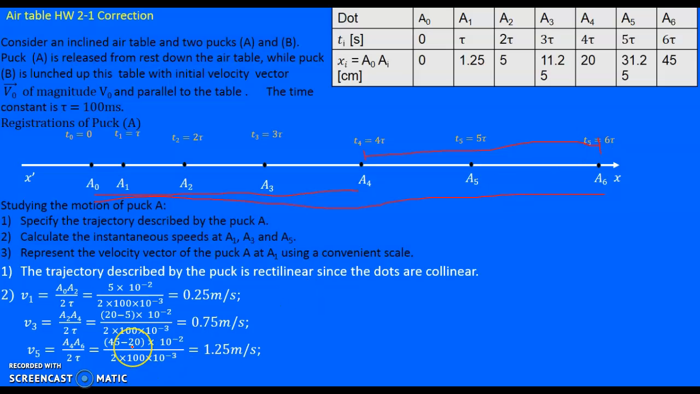So it's 45 minus 20 times 10 power minus 2 to convert it to the SI unit, over 2 tau, we obtain 1.25 meter per second.